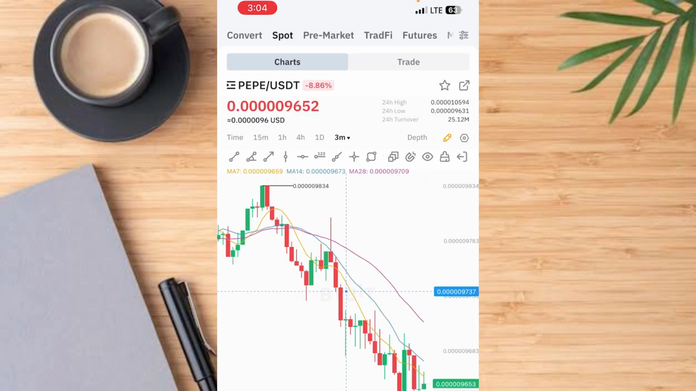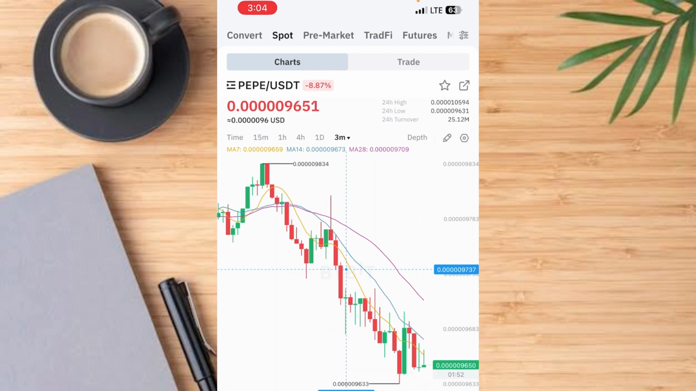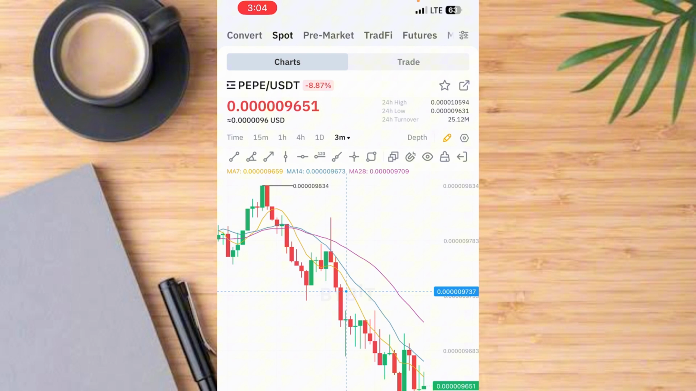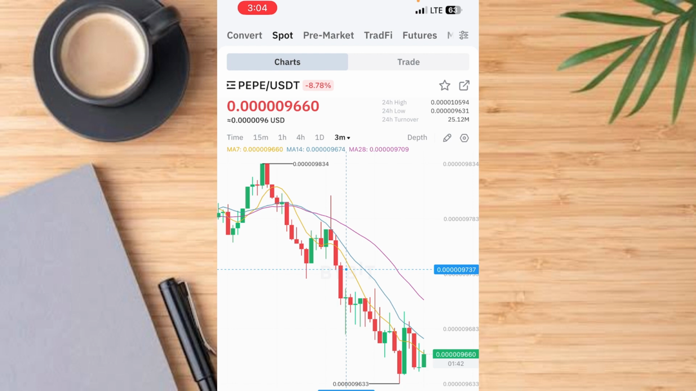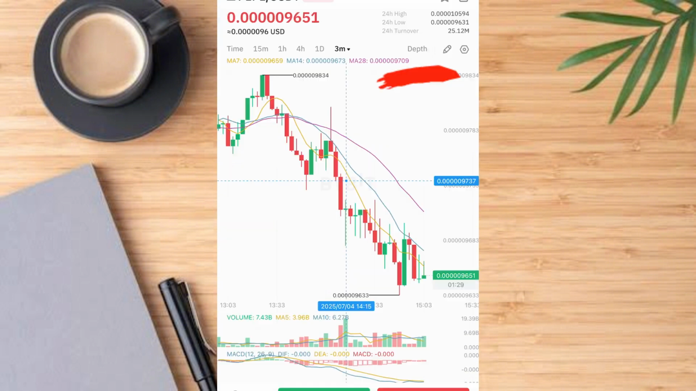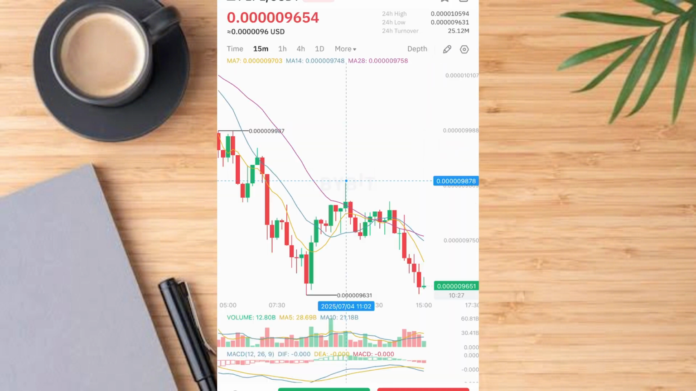Now that you know all this, the next thing I want you to take note of is this button, this pencil icon. Tap on this pencil icon. Once you tap on this pencil icon, you see this analytics button that comes up. But before you tap on the pencil icon, take a look at what you see on this candlestick. Let me explain what the candlestick is all about. Let me tap 15 minutes. Once you tap on 15 minutes, it means that each candlestick represents 15 minutes.